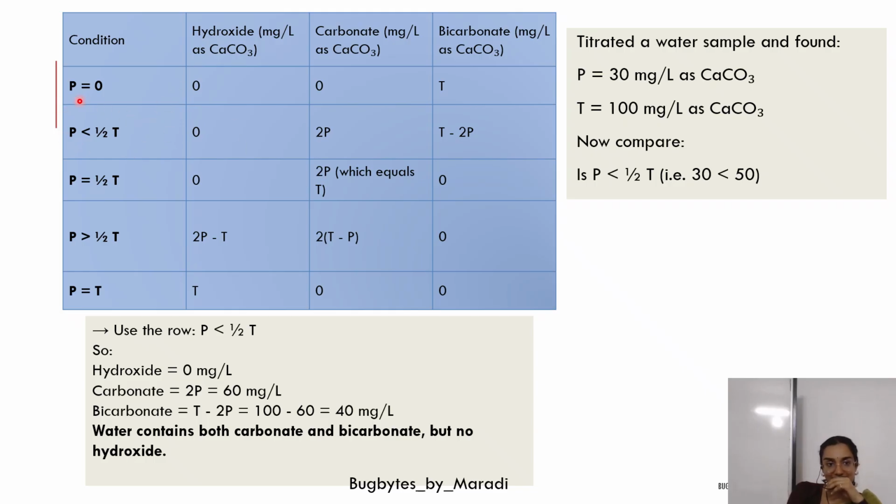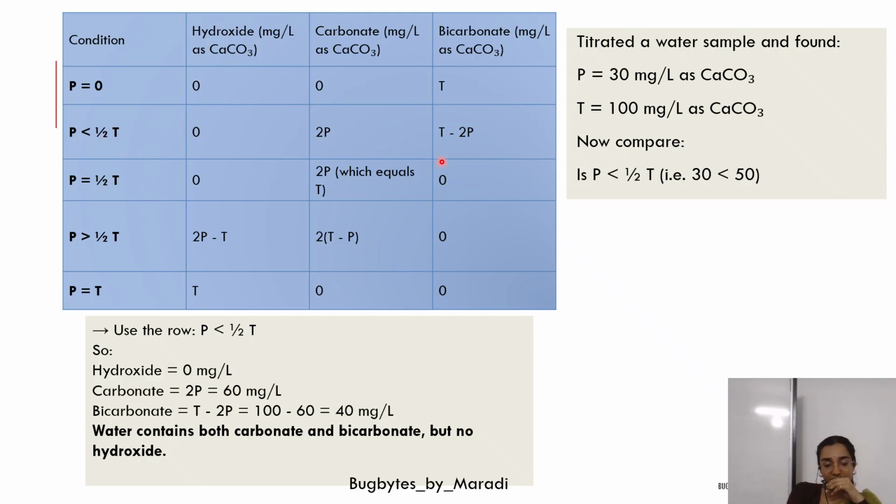It indicates that the other four conditions are not possible. Only this case is possible, so we'll be using this particular condition. This row indicates P is less than half of T, 30 is less than 50. It indicates that hydroxide ion is not there. It is 0 mg per liter. Carbonate ion is present. It is 2P, nothing but P is 30, 30 into 2 is 60, 60 mg per liter.